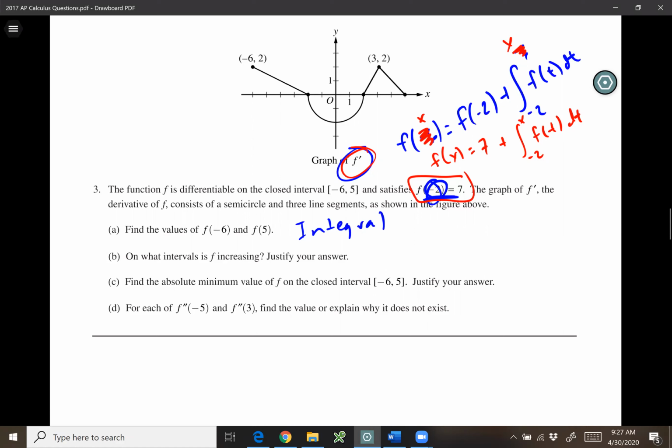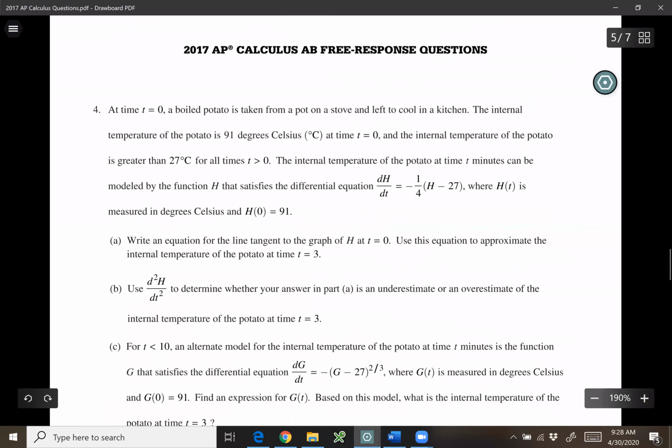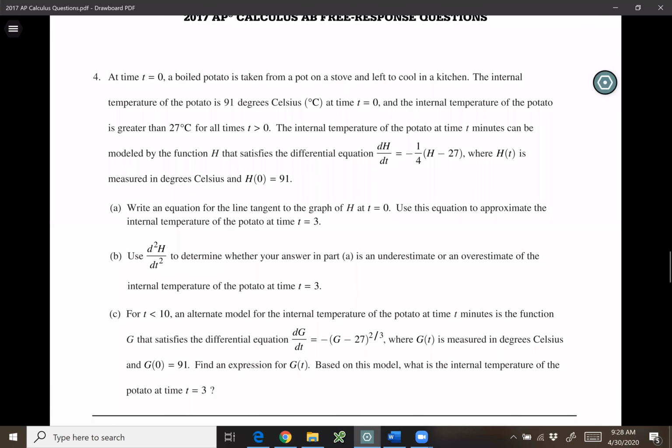For each, F double prime of negative 5 and F double prime of 3, find the value or explain why it doesn't exist. Right, the values of F double prime would be the slope of the F prime graph. So if we have a kink or a corner, it doesn't exist. Otherwise, if it's linear, we can do that.